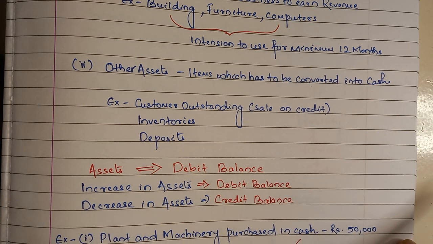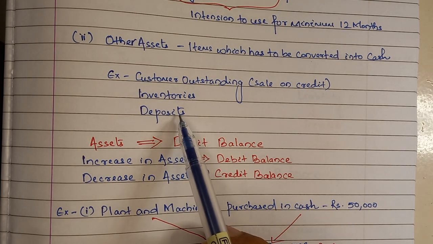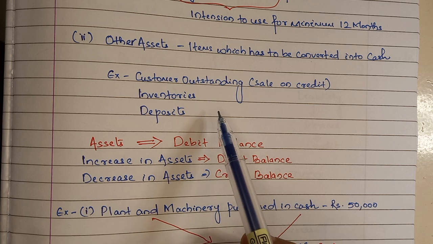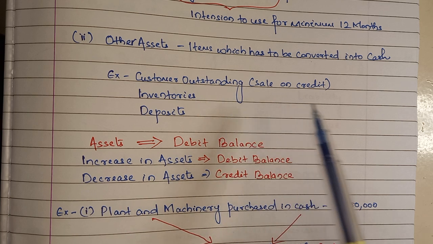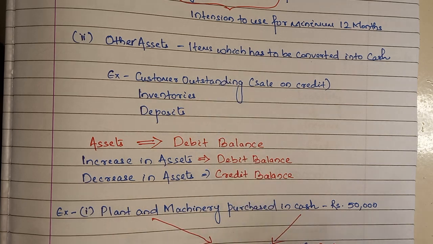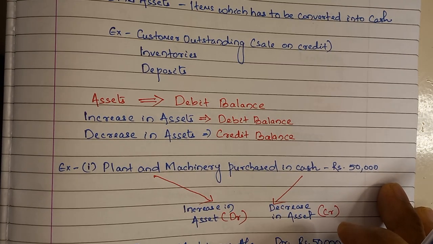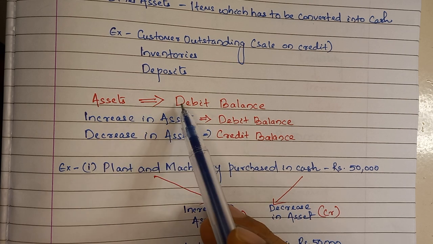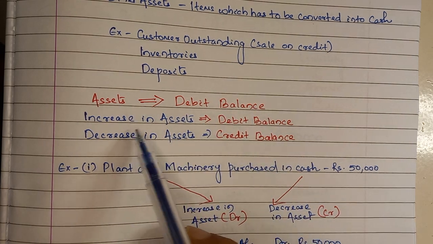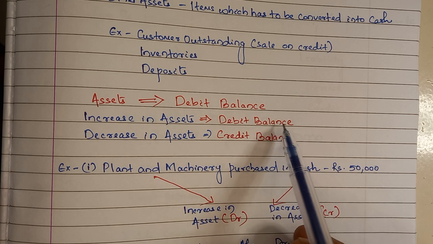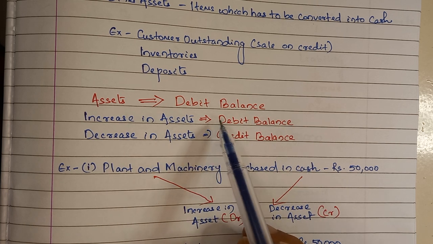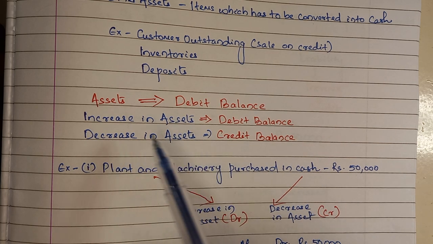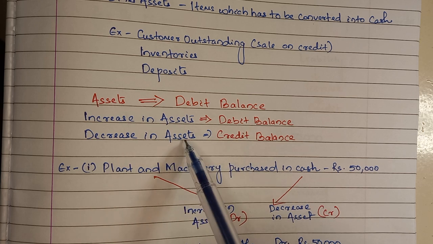Similarly, we have inventories and deposits. These are items which are kept with the business with the intention to convert into cash as quickly as possible. So these are other assets. Now coming to the principle of debit and credit, you need to keep in mind that assets are always debit balances. Increase in an asset is always debit, decrease in an asset is always credit.